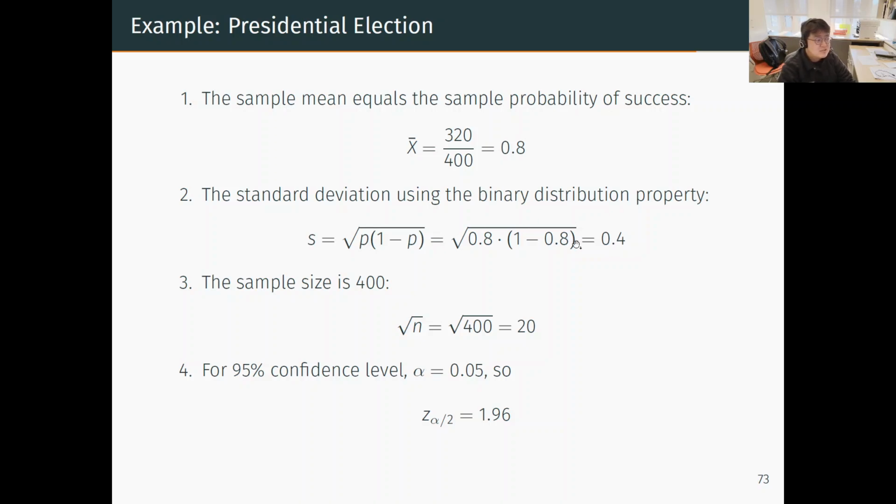I chose the numbers so that we get a simple number as a result. So standard deviation is 0.4. Sample size 400, which also makes a simple square root. And finally, 95% implies 1.96 as before, right? If you can follow up to here, it's nearly done, right?